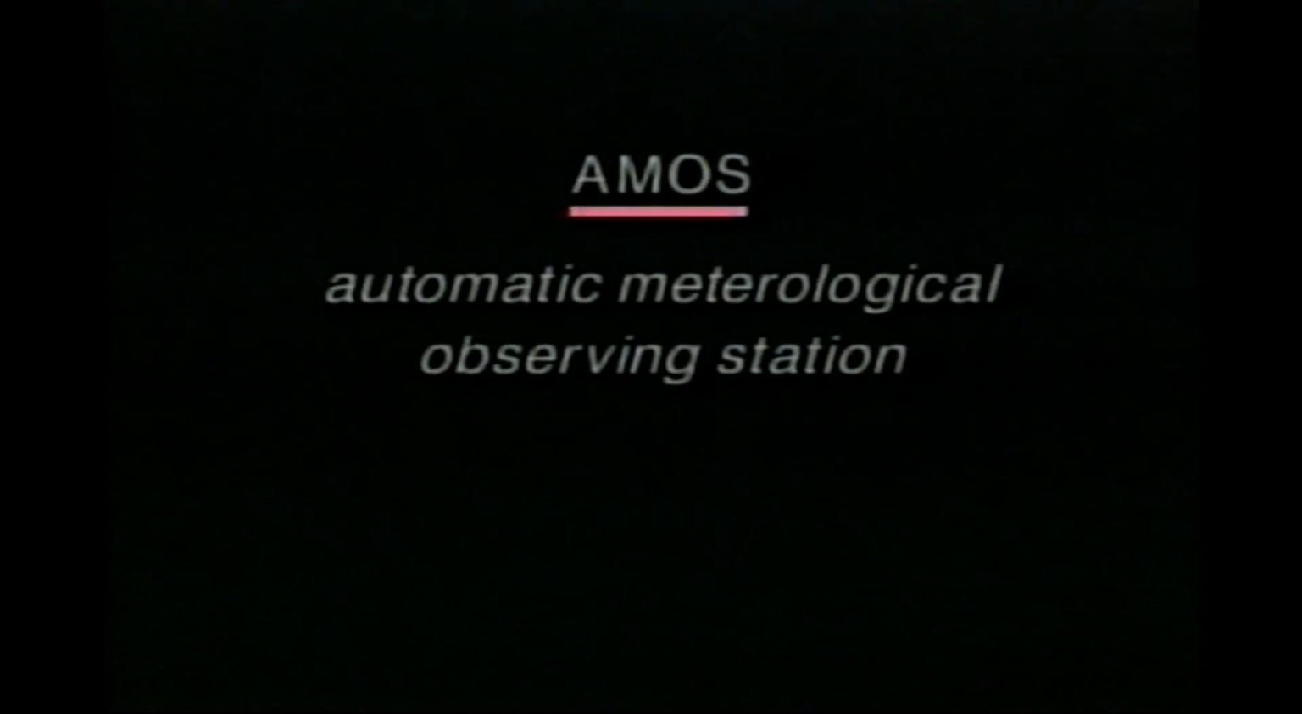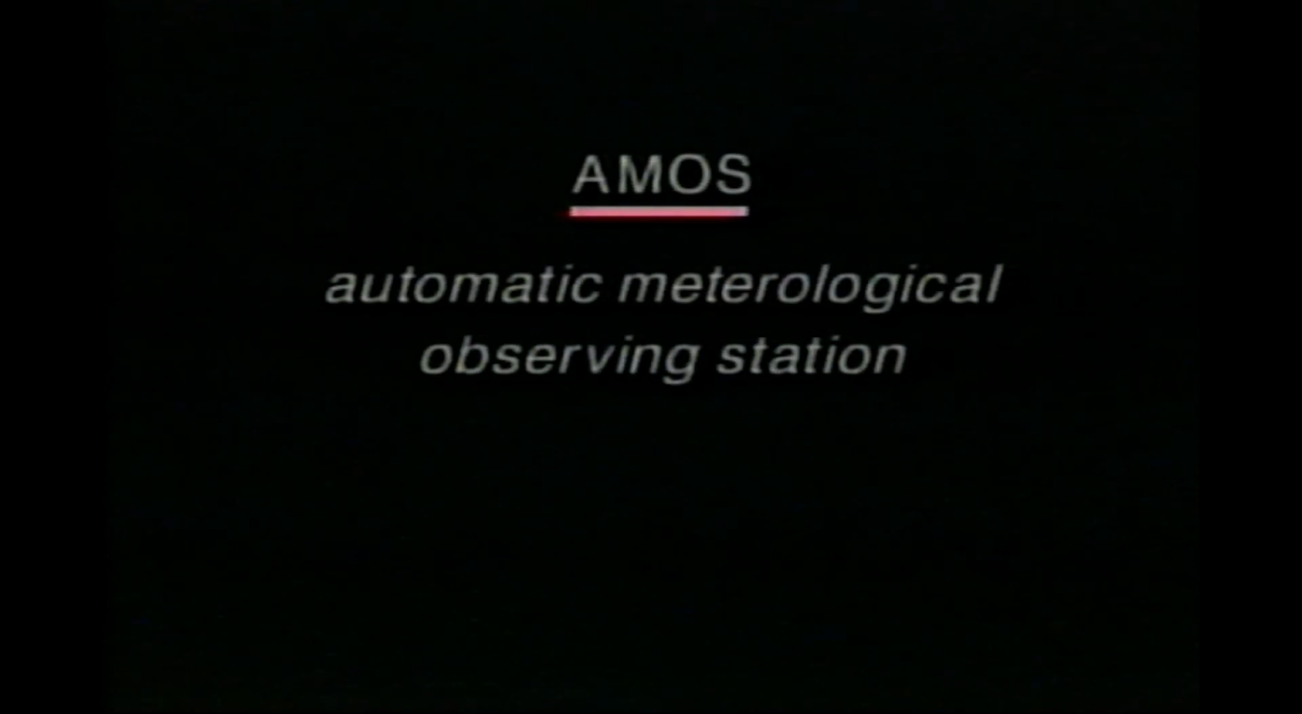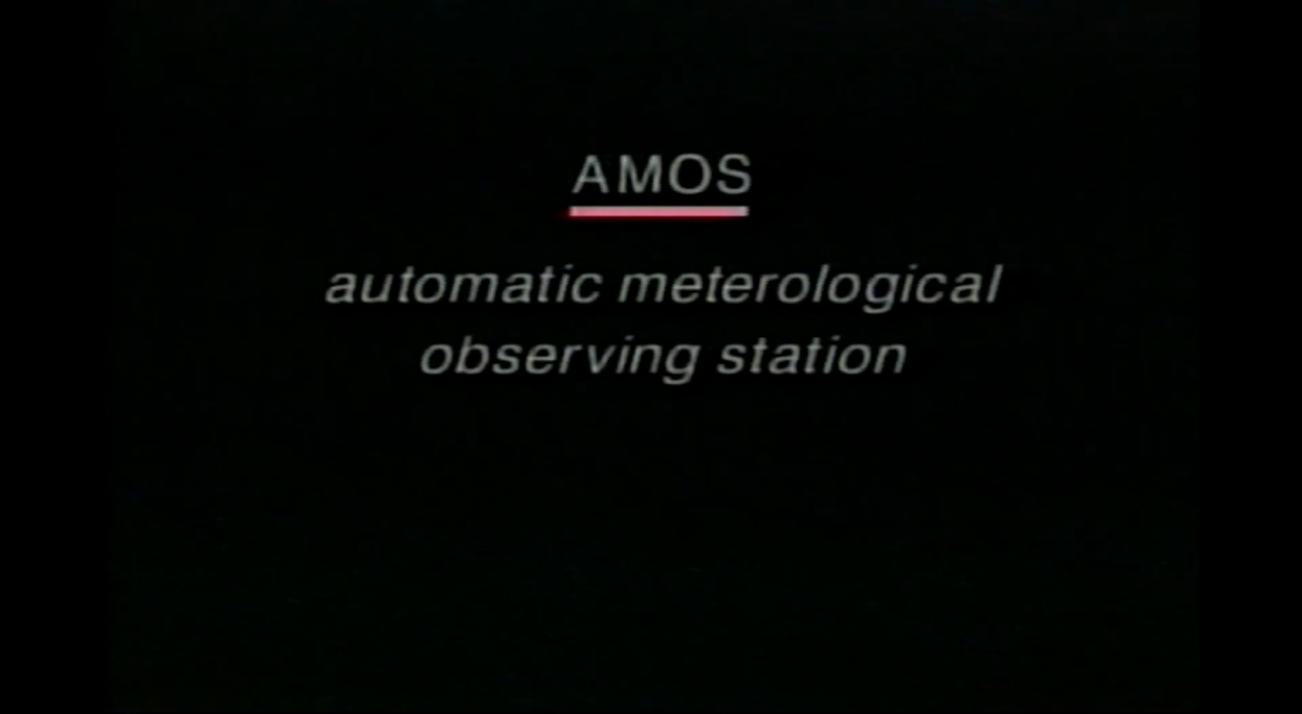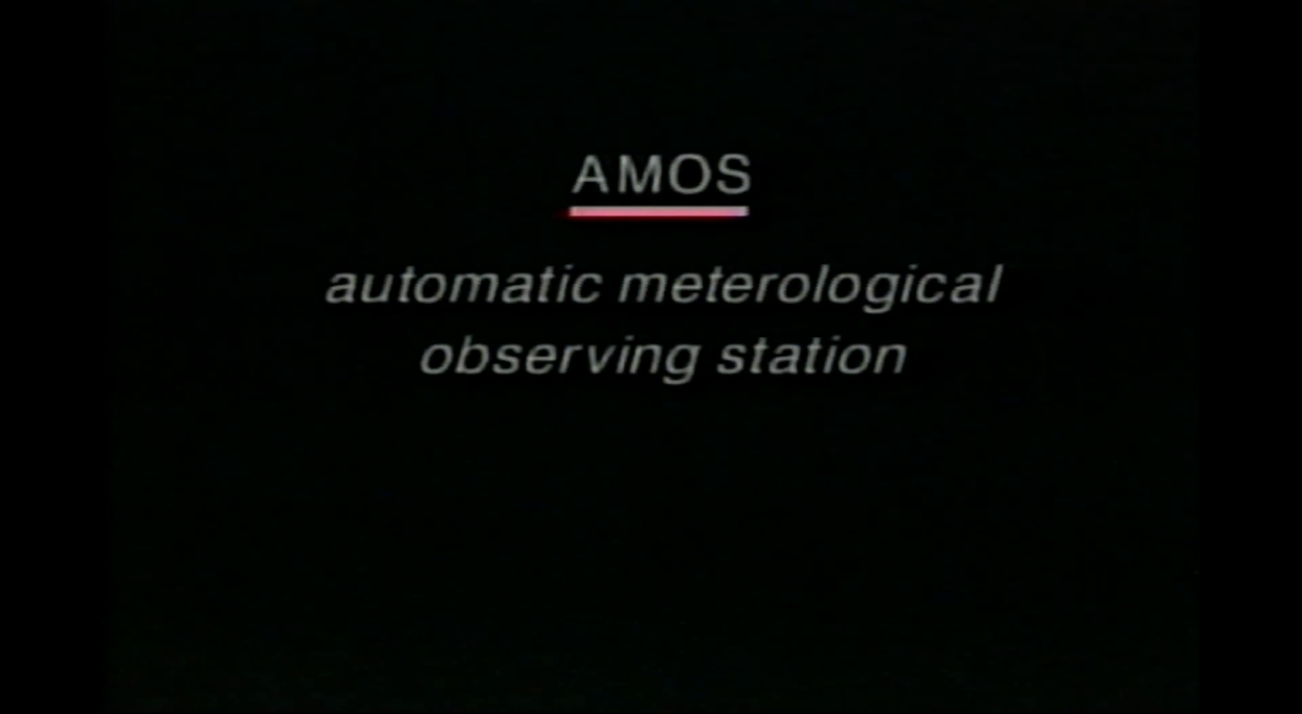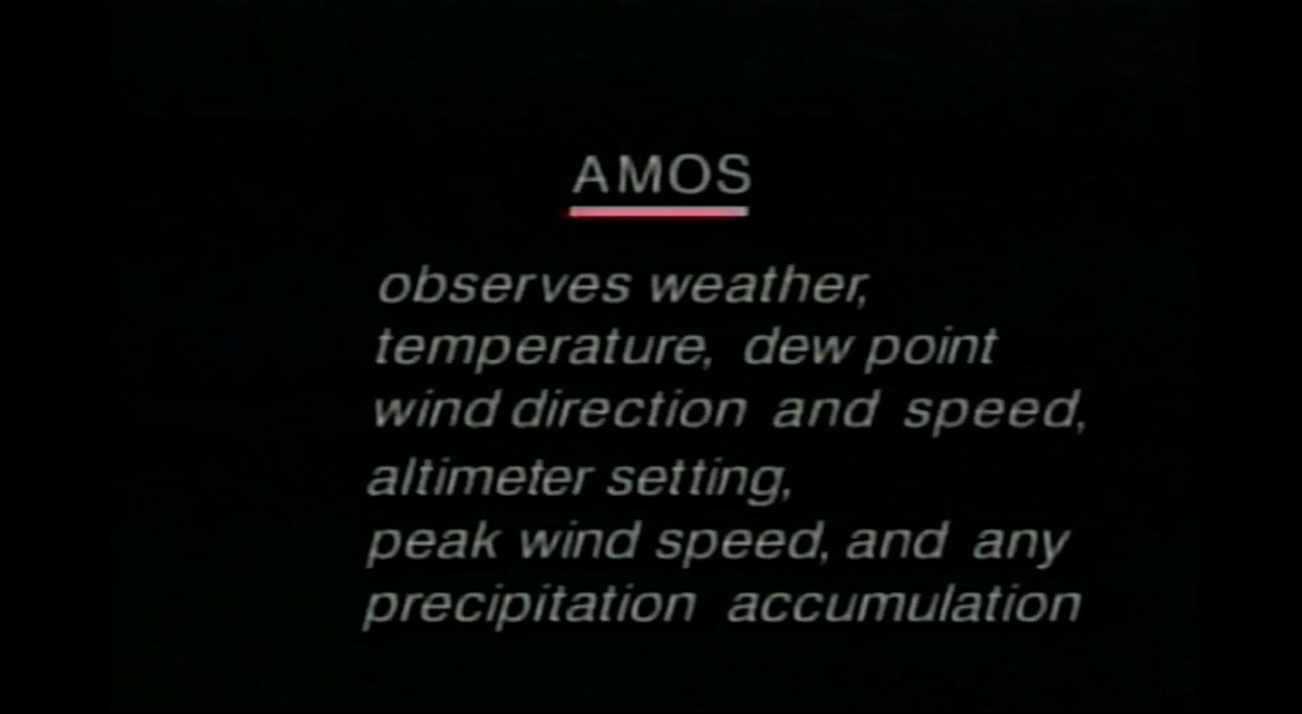The letters AMOS, A-M-O-S, found after the station identifier stands for an automatic meteorological observing station. It's a solid-state system capable of automatically observing weather, temperature, dew point, wind direction and speed, altimeter setting, the peak wind speed, and any precipitation accumulation. The sensors are tied directly to the FAA observation network and will transmit a report any time the station is polled by the FAA circuitry.